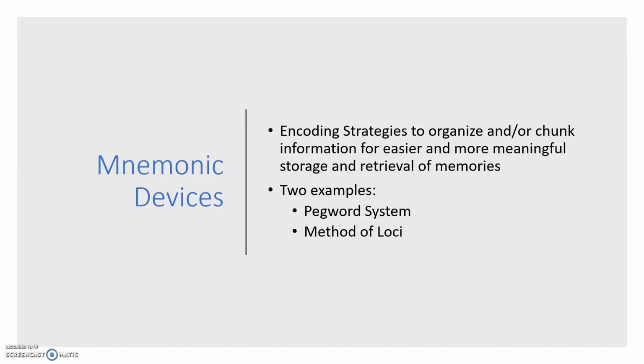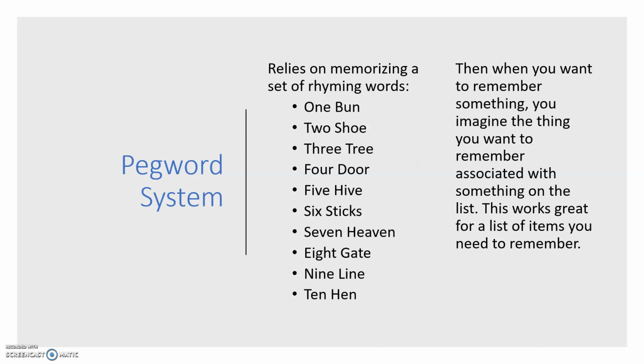So we're going to dive right into this with the Pegword system. You'll see right in the middle of the screen here, I have this list of 10 sets of words that rhyme together. These are your peg words. 1 bun, 2 shoe, 3 tree, 4 door, 5 hive, 6 stick, 7 heaven, 8 gate, 9 line, 10 hen. That's the Pegword system.